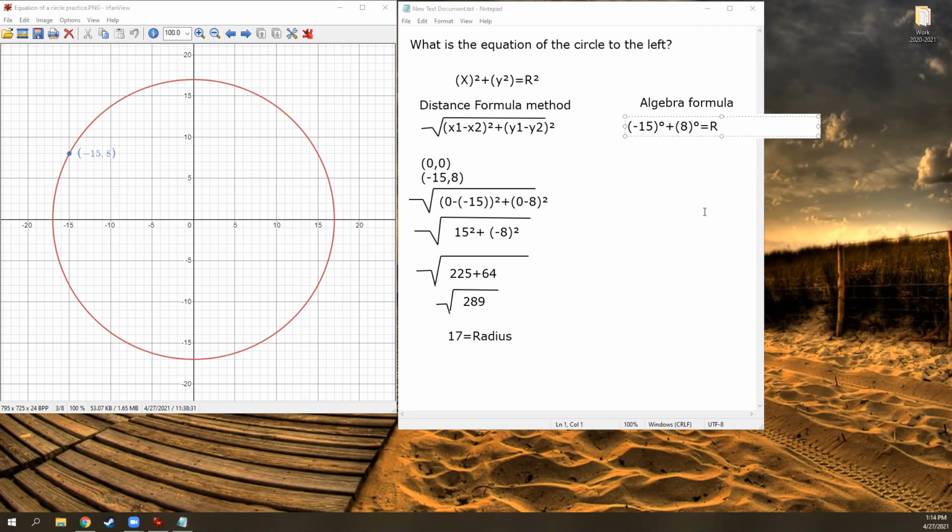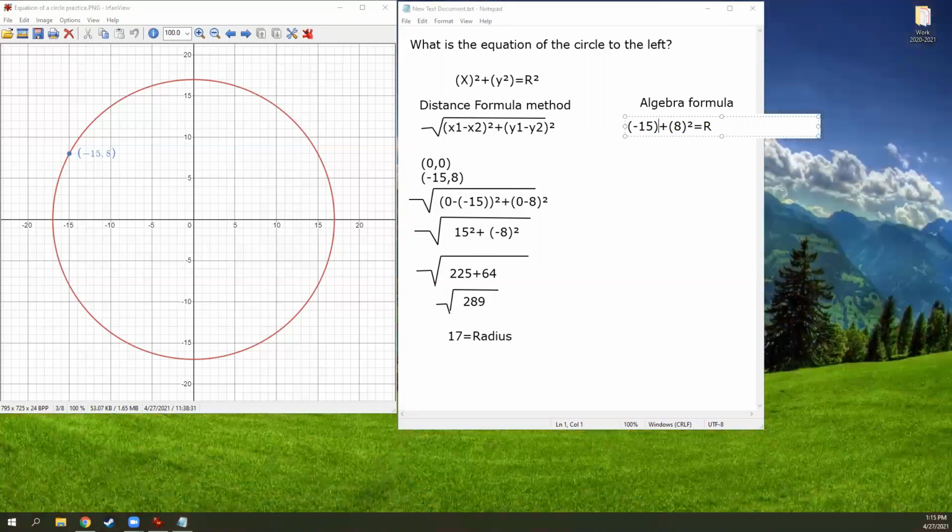No, squared. Oh, man, I'm all over the place. These are not squareds. There we go. I'm having a day. There we go.